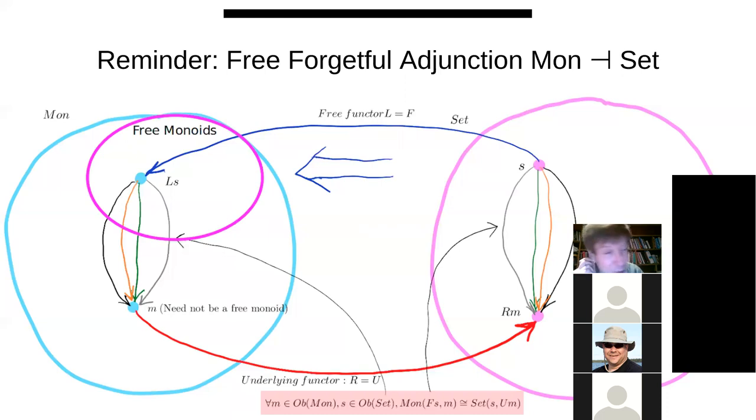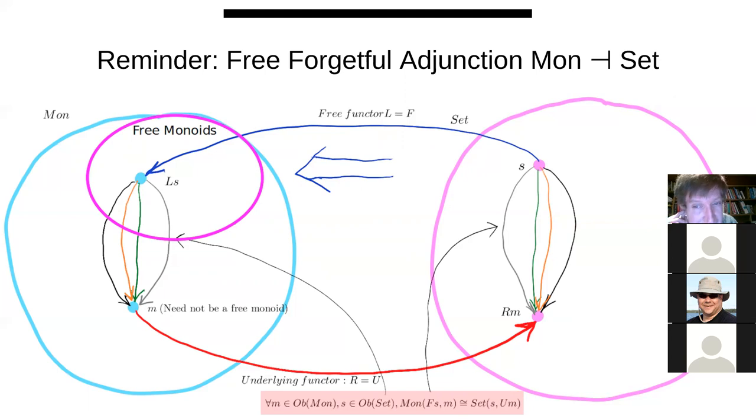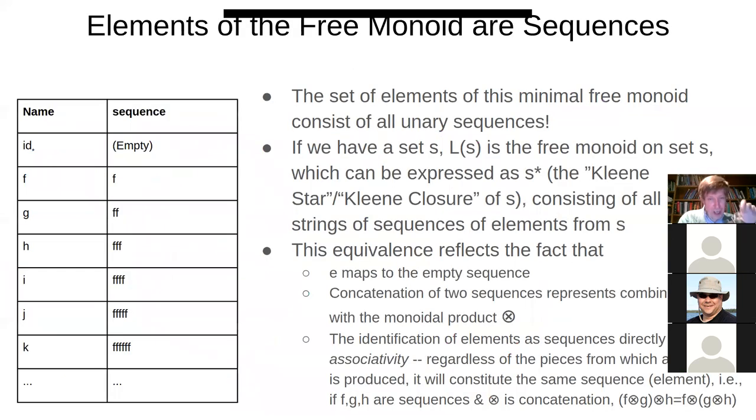What are the elements associated with the free monoid that's created when we map S over into LS? What is LS? The elements of it are what? Is it S? Or what? S, so the elements in S. Okay, but they're all sequences of those elements, right? This is what I said earlier.